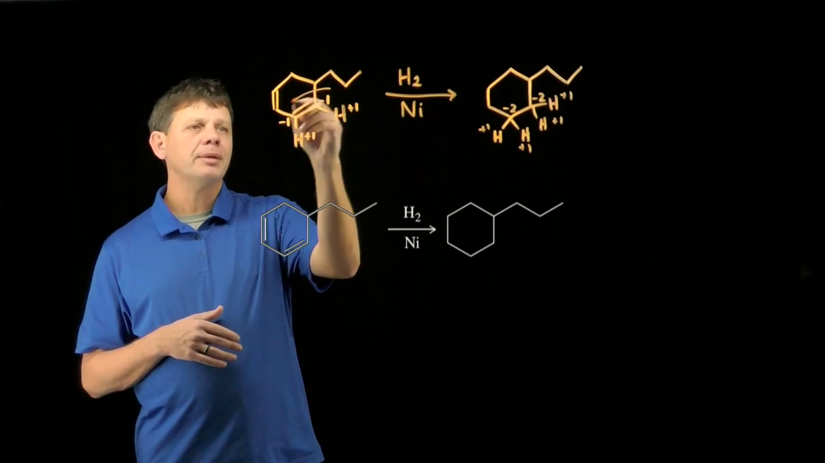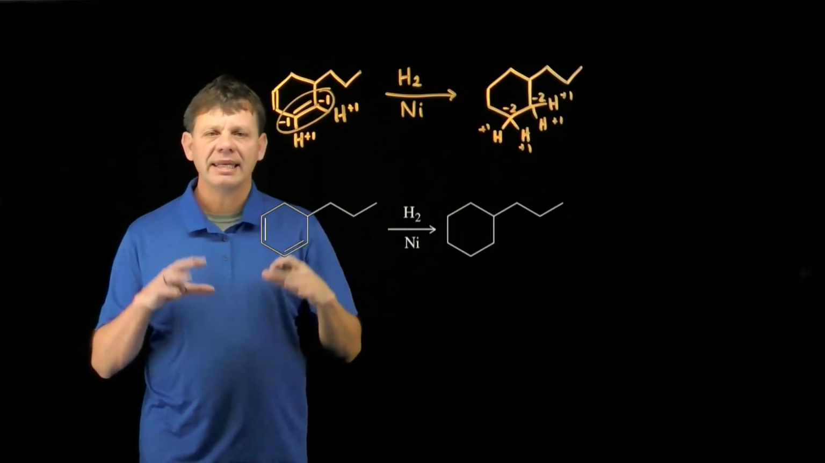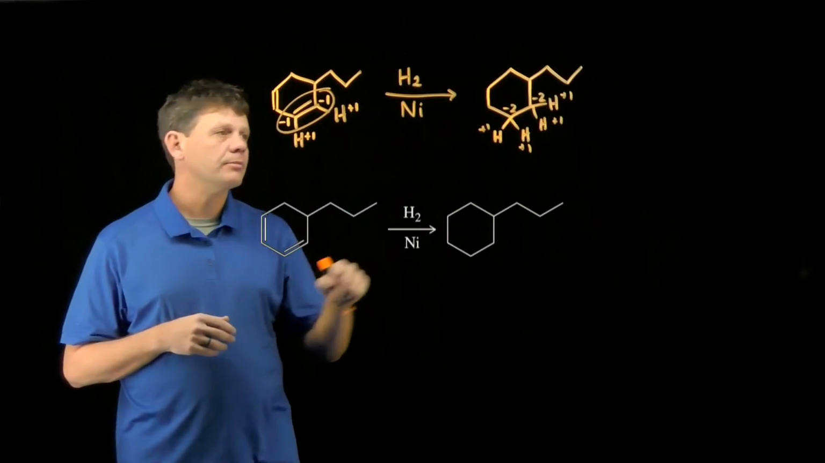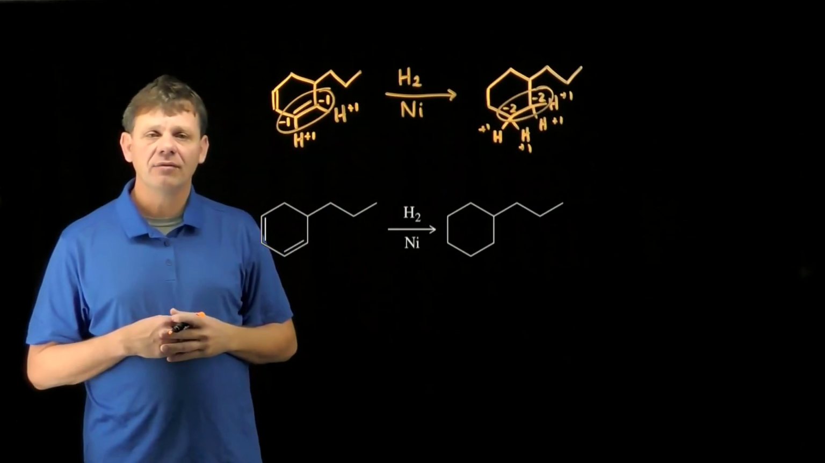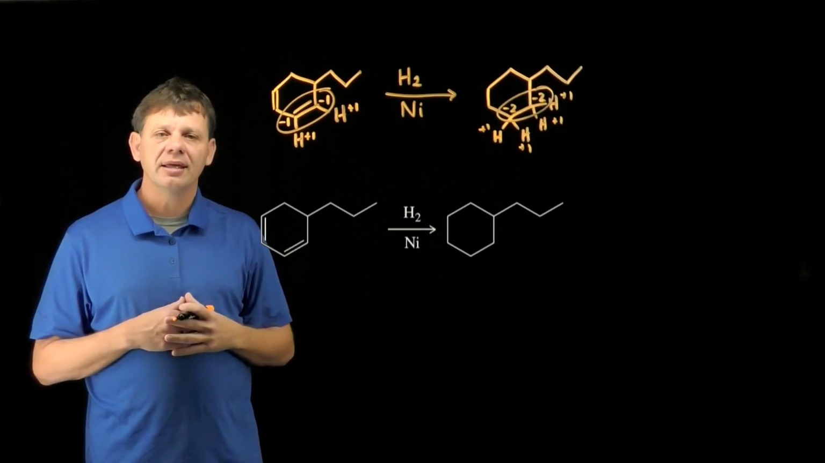So if we look at what's happening to the carbons, we're going from a net -2 oxidation to a net -4 oxidation. That's a gain of 2 electrons, which means this is a reduction.